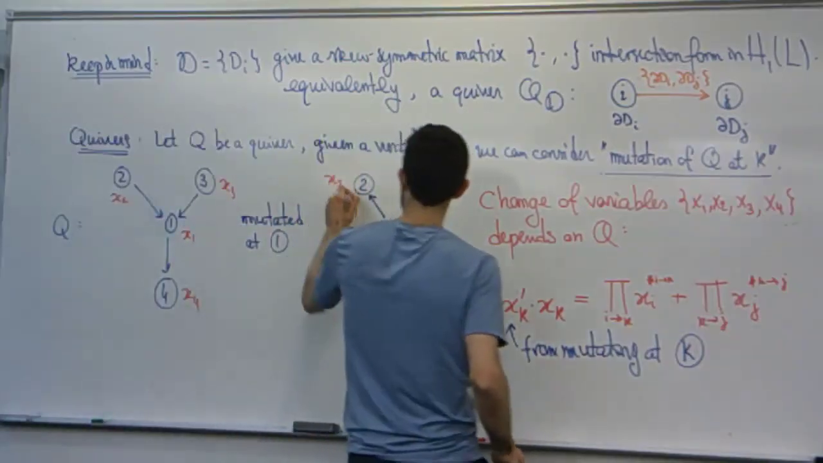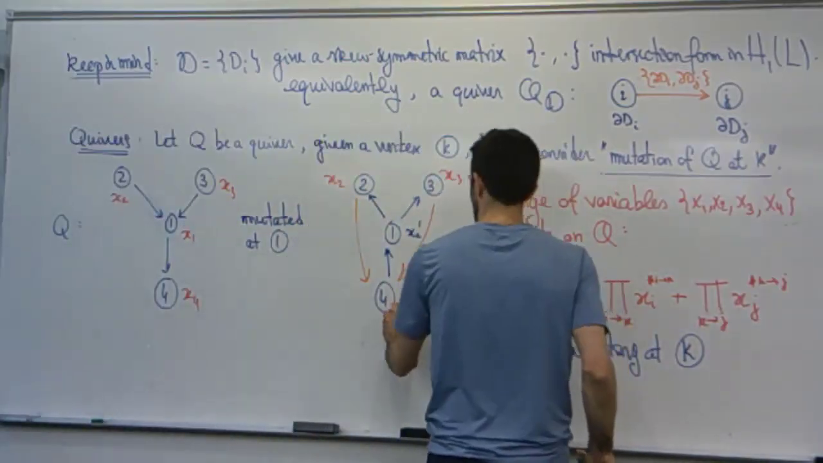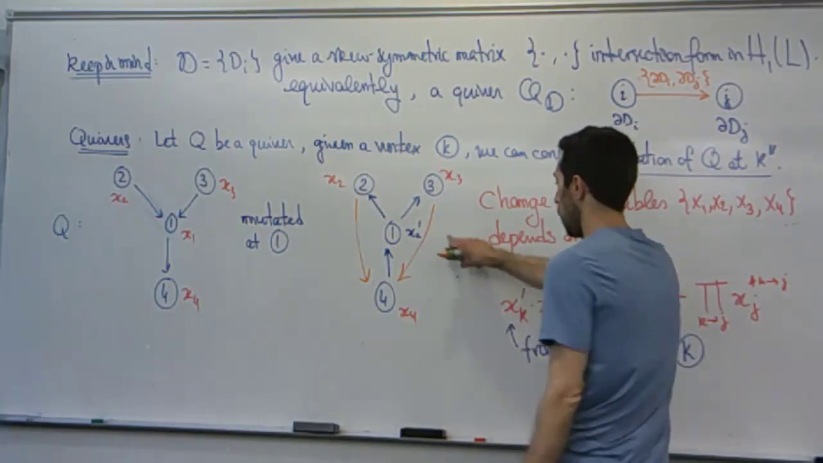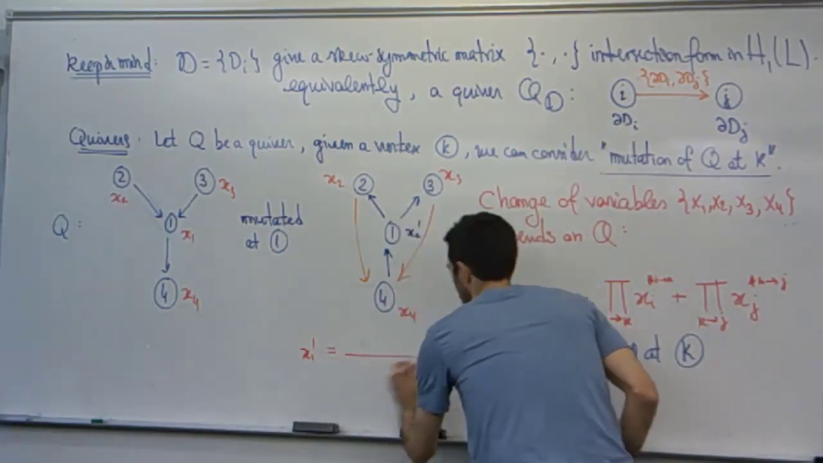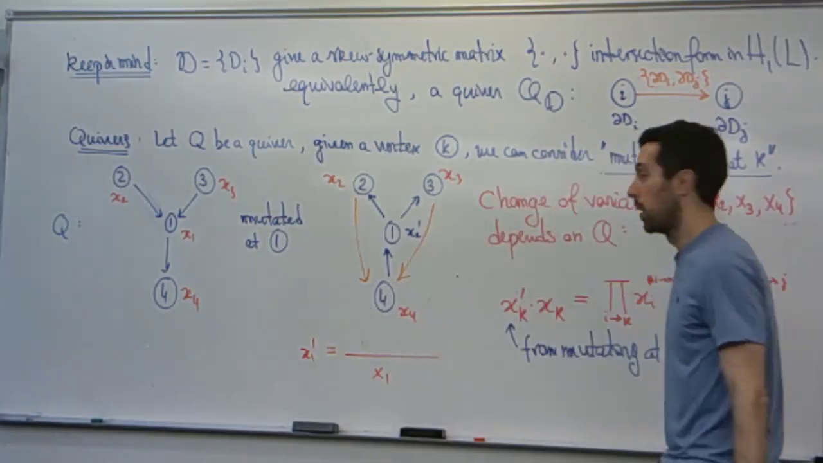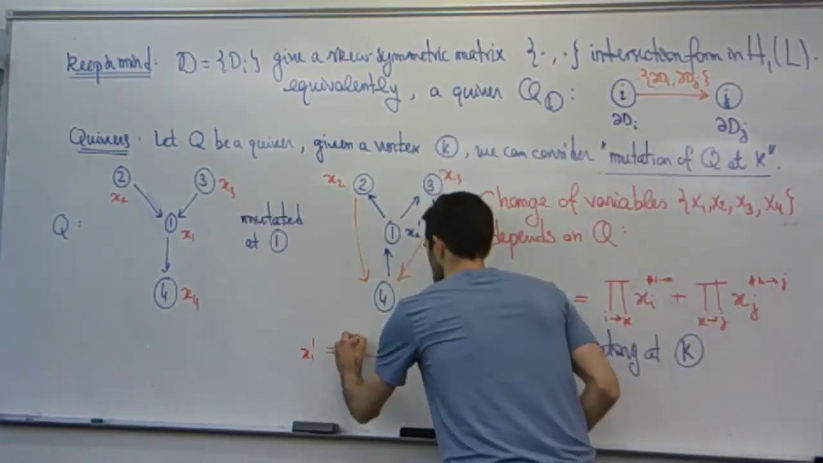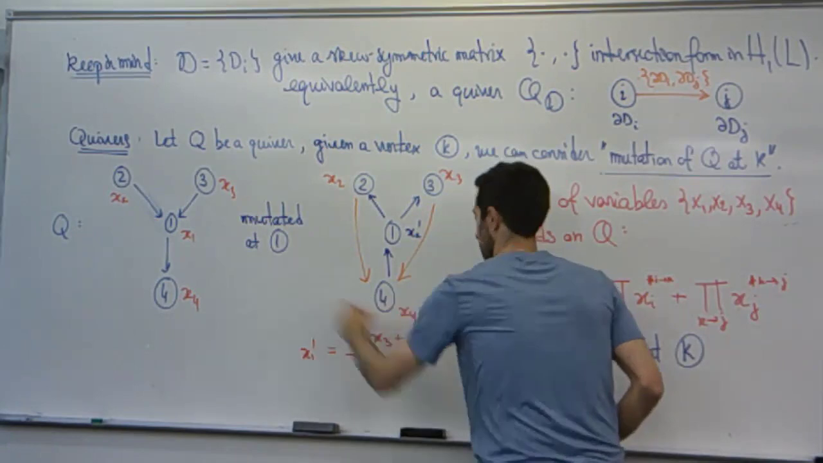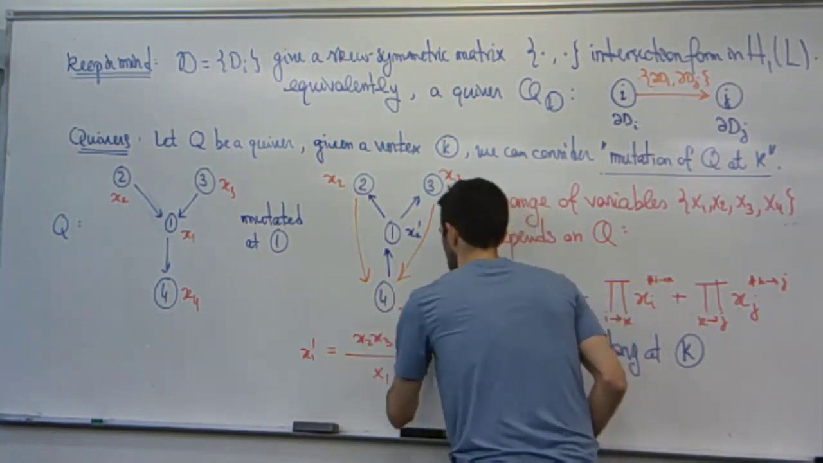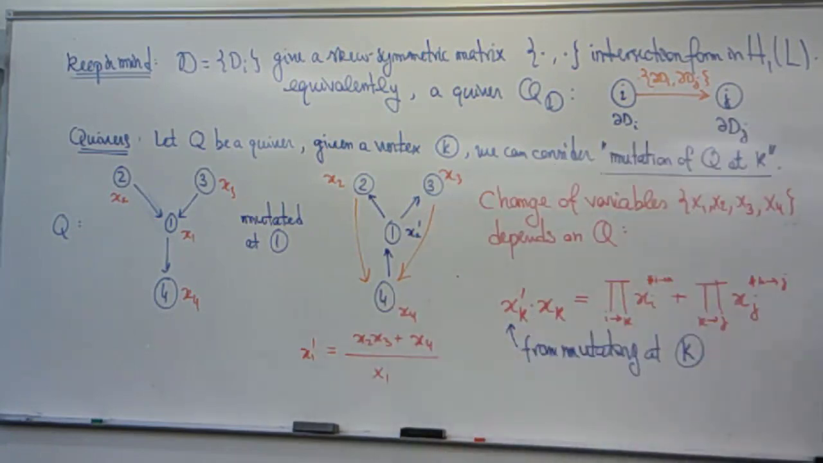So for instance, x2 stays the same, x3 stays the same, x4 stays the same, and now what you know is that x1 prime is going to be x1 at the bottom, and then whoever was coming in, so say x2 times x3 plus, and now x4 in here. So that would be the way in which the new variable is.